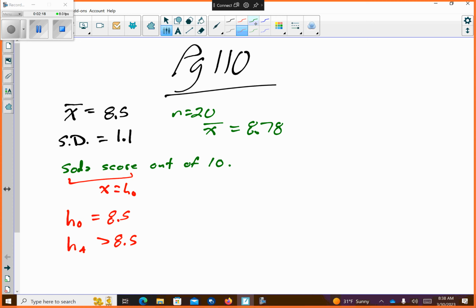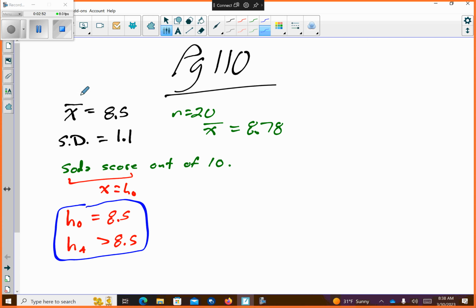Notice I'm writing the null and the alternative basically as a smaller unit. You don't have to write out a sentence like, soda scores are greater than or equal to 8.5, or soda scores are greater than 8.5. Just make it simple. Write your hypotheses as H-naught and H-A, and that should help you out pretty nicely.